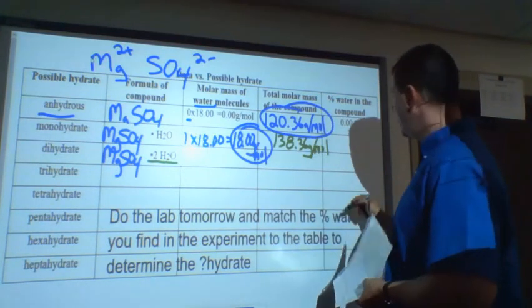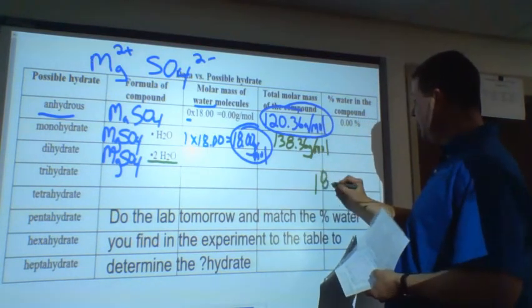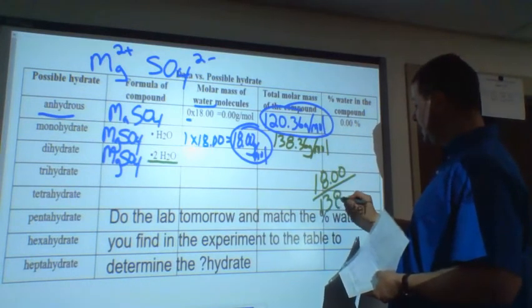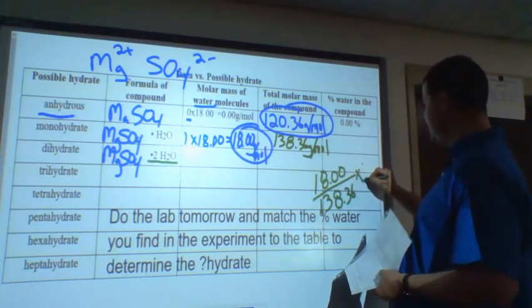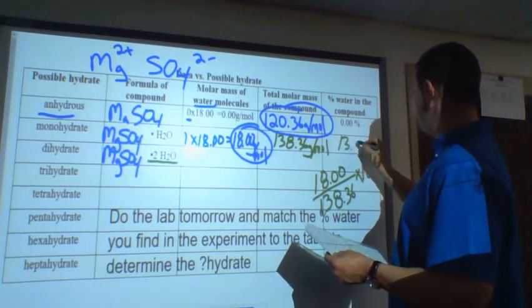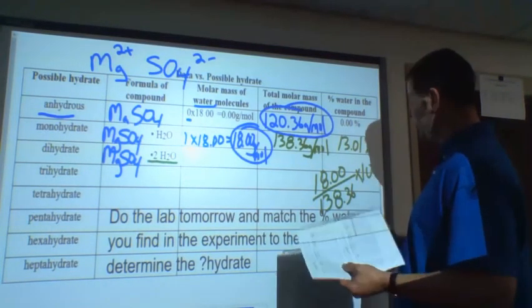What's the percent water? Well, if I did the math, 18.00 divided by 138.36 times 100. And if I do the math, I get 13.01%.